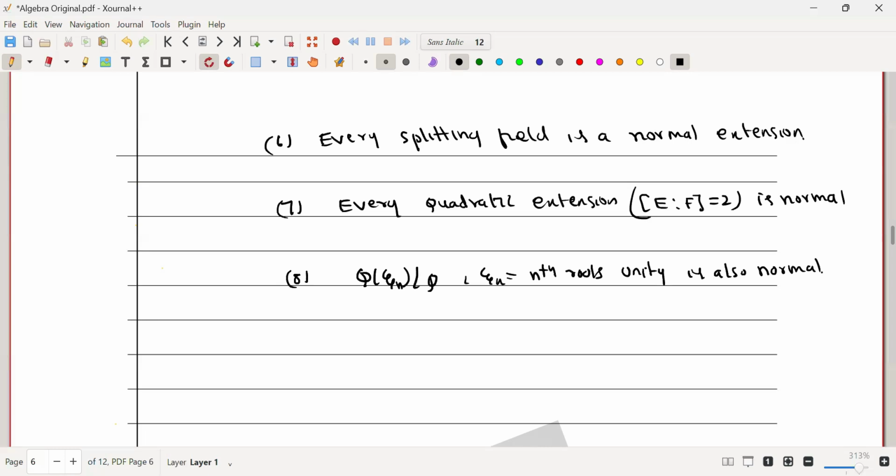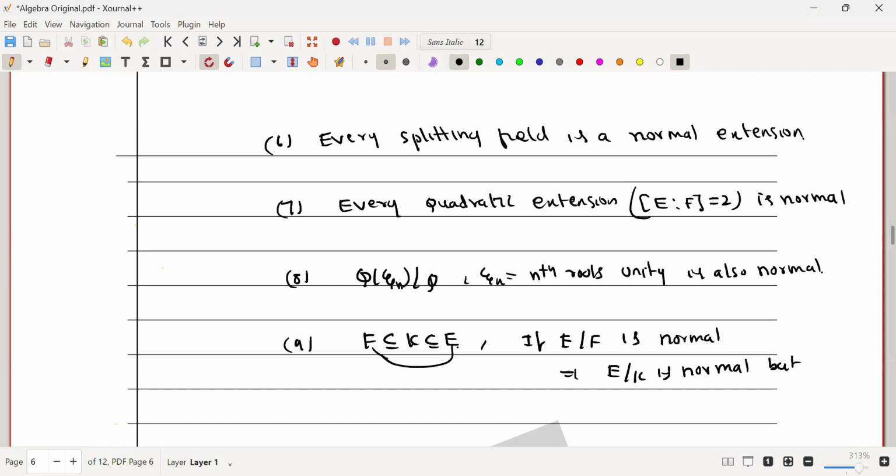Number 1, suppose F, K, E are tower fields. That means F is a subset of K, and K is a subset of E. And if E over F is normal, which implies E over K is normal, but K over F need not be normal. Need not be normal.